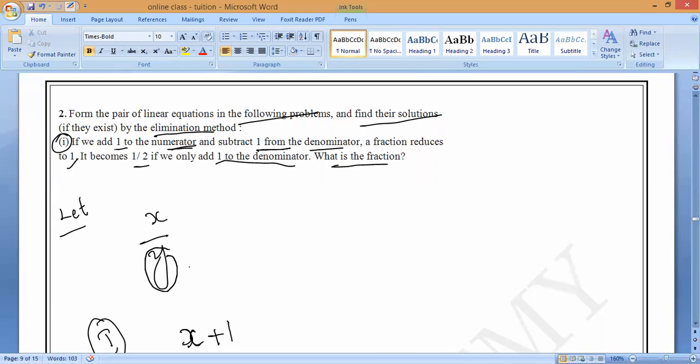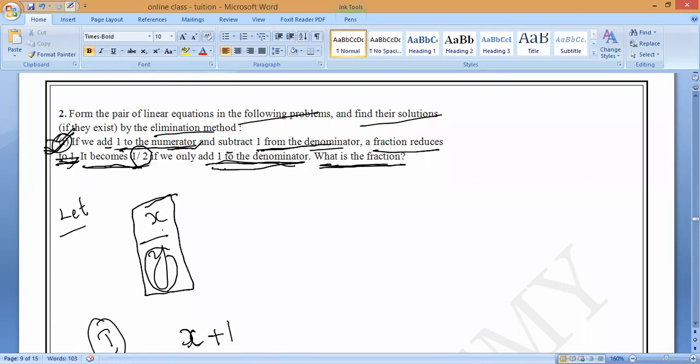No, I cannot understand the question, ma'am. Here it is given, 1 is added to the numerator. Read the question first. If we add 1 to the numerator and subtract 1 from the denominator, the fraction reduces to 1. Next condition: when we add 1 to the denominator, the fraction becomes 1 by 2. These are our given conditions. We don't know the fraction; here we have to find the fraction.